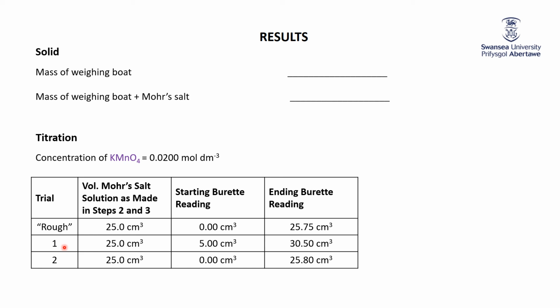Then I did it a little bit more precisely, again 25 cubic centimeters. Here, burette started at 5, just because I couldn't reach all the way up to 0, and I added enough to get up to 30.5, and then my second accurate or precise one went from 0 to 25.8 cubic centimeters. I personally spend a little bit more time on my rough measurement, so I might, if I wanted to, use those data. Otherwise, just use data points 1 and 2.